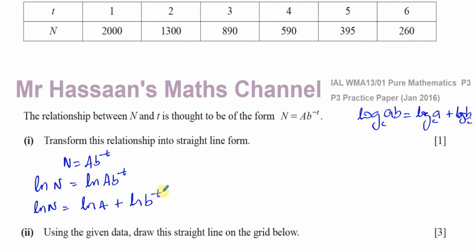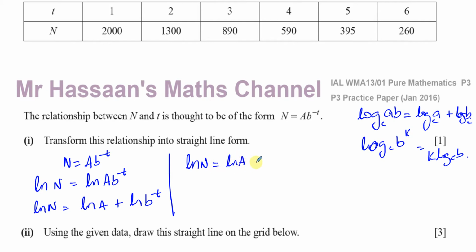What I'm going to do next is use the power law. Now the power law, if you remember, says the log to the base of anything, say b to the power of k, you can write as k times log to the base c of b. So I can use the power law here and say this is going to be ln n equals ln a, and then minus t times ln b. So this is now in the form that we require.